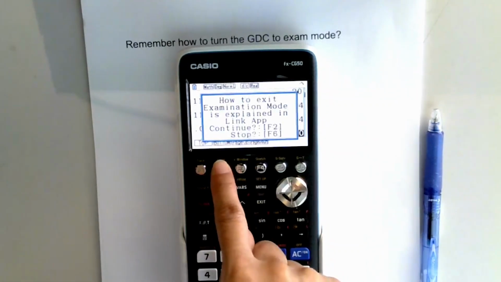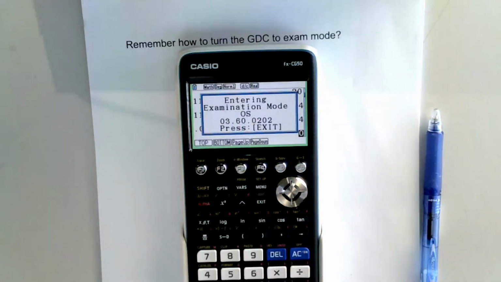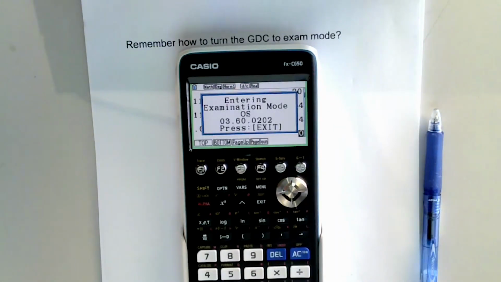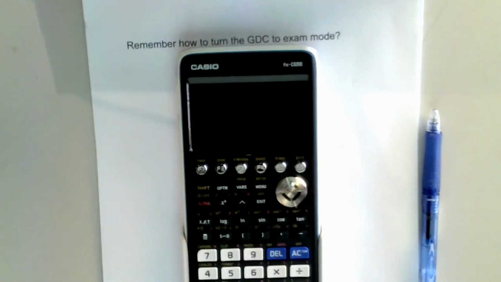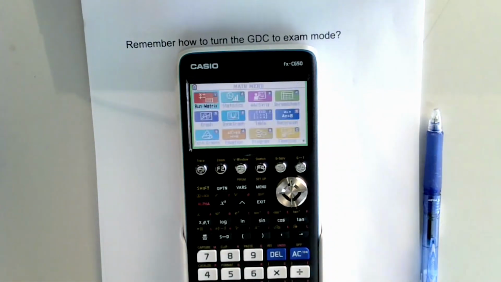By entering the exam mode, your calculator will restart and it will disable all your self-installed software, including Tetris, Mario, or whatever game you have.